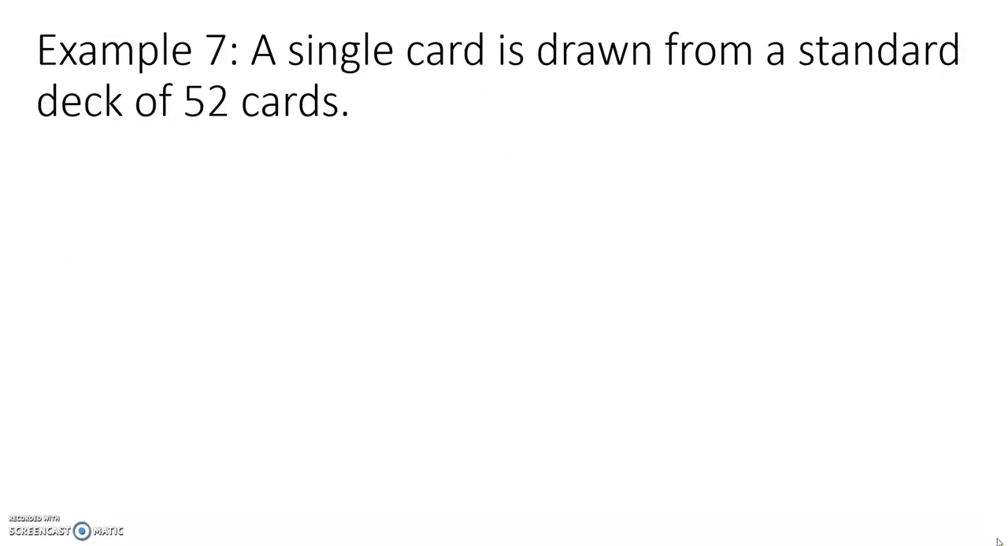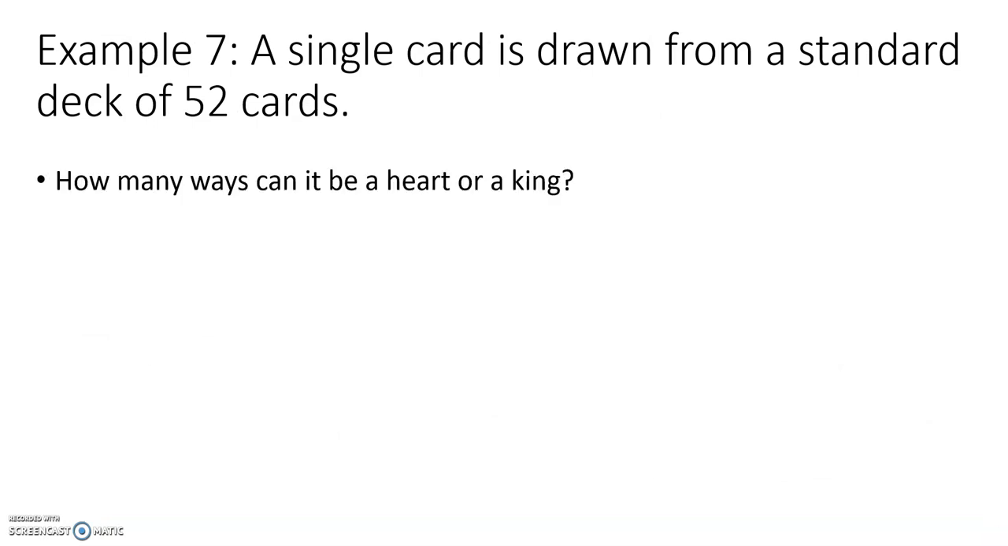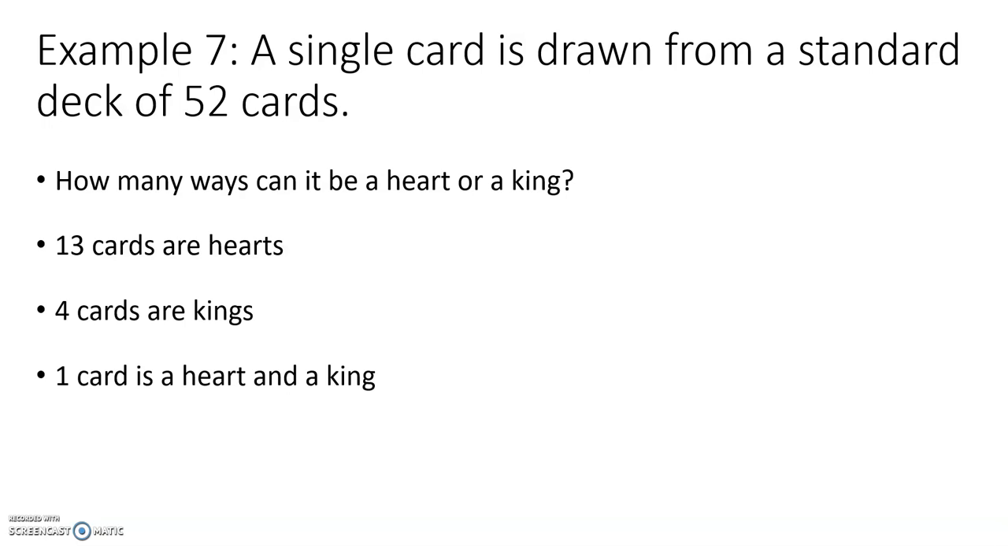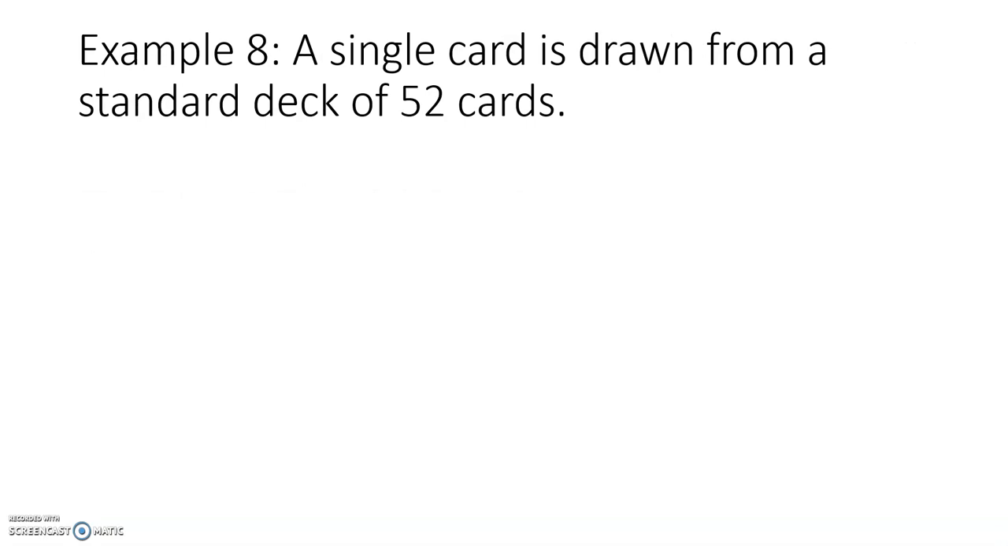Example 7. A single card is drawn from a standard deck of 52 cards. How many ways can it be a heart or a king? 13 cards are hearts, 4 cards are kings, 1 card is a heart and a king. 13 plus 4 minus 1. There are 16 ways drawing a card. It can be a heart or a king.